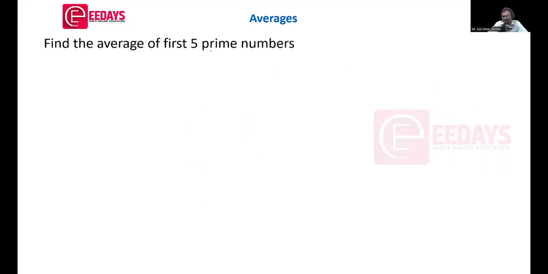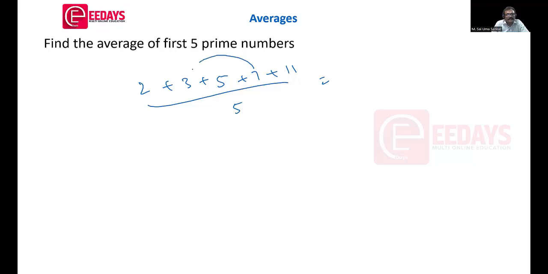5 prime numbers, there is no logic. First prime number 2, next prime number 3, next 5, next 7, next 11. What we require? Divided by 5. Here 2 plus 3 plus 5 is equal to 10. 10 plus 11, 21. 21 plus 7, 28 by 5. So this is equal to 5.6, which is the required answer.